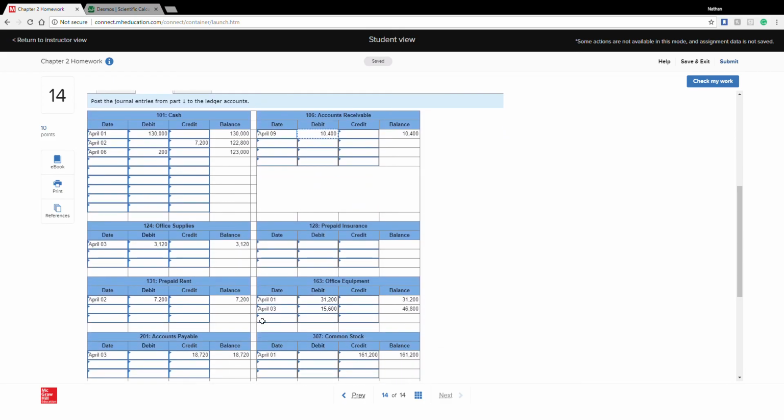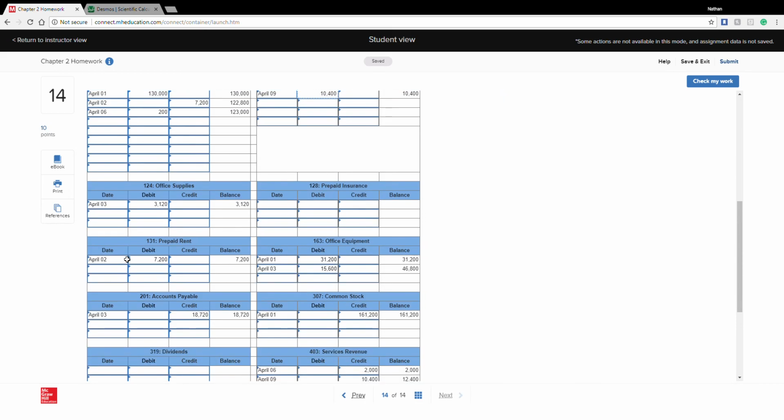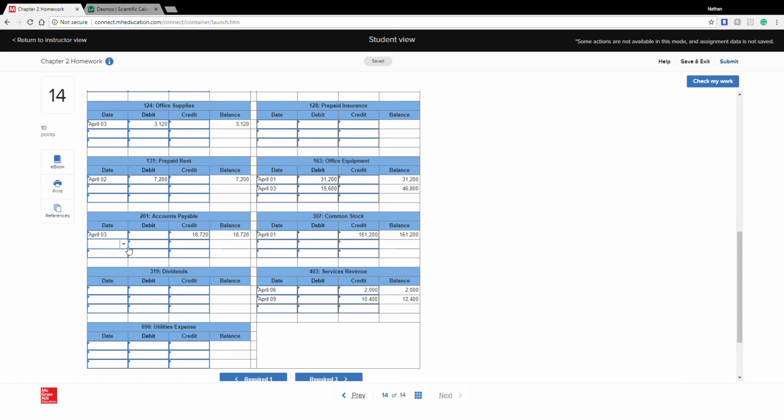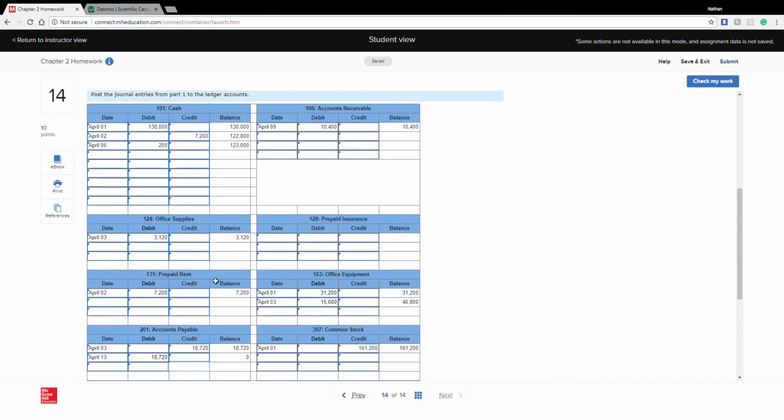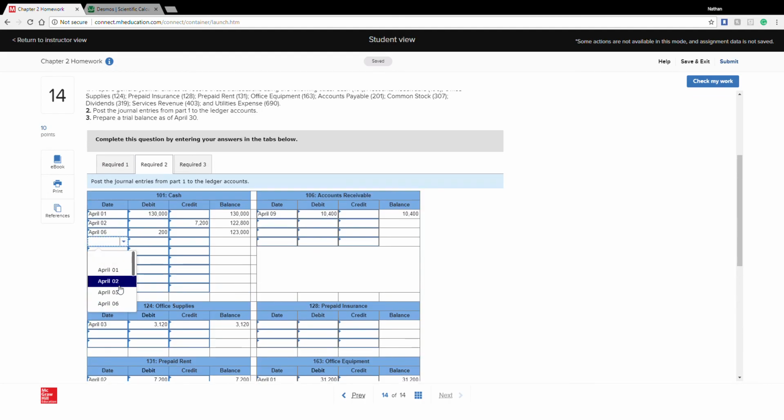So again, like I said, you can do the journal entries first and actually have them all in, and then go back and actually put them into the T-charts. Works the same. You can go back and forth between the two. When you do that, just make sure to double check that you got them all in, because Connect has this little thing that they aren't going to tell you. They're just going to say it's not complete. So you will have to double check.